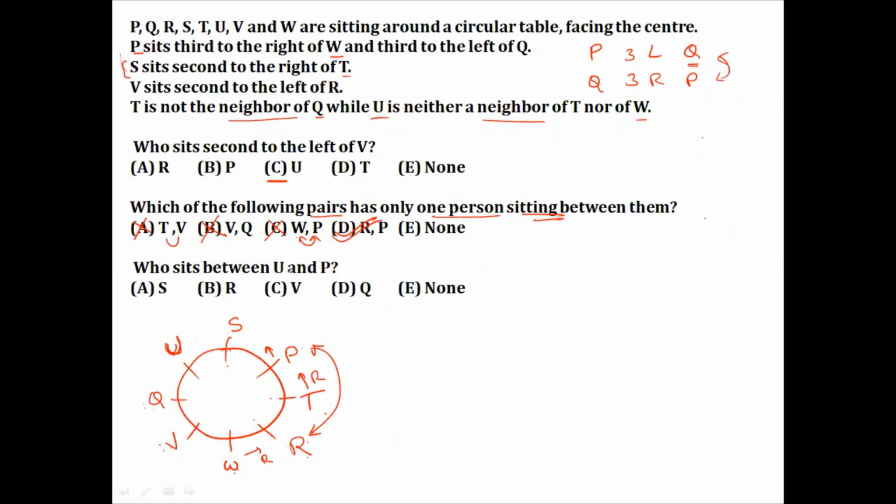Next, who sits between U and P? Between U and P, who is sitting? S is sitting. So the answer is A.